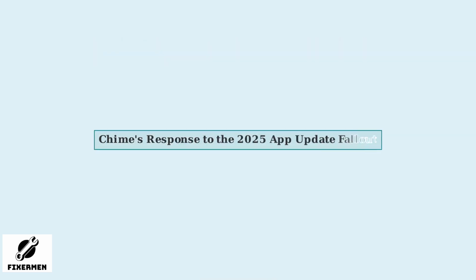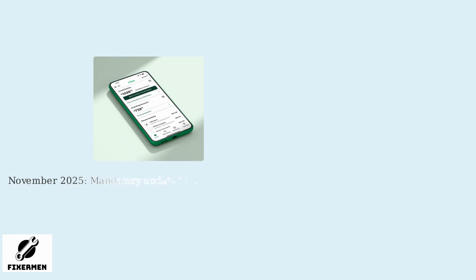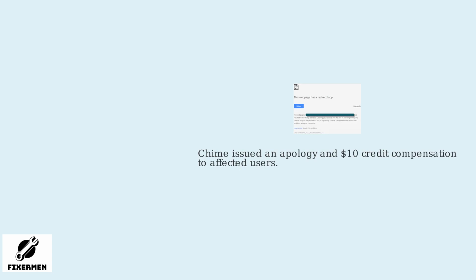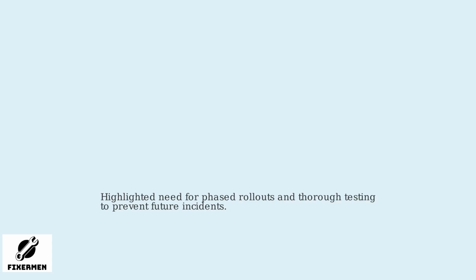In November 2025, Chime released a mandatory app update to version 3.4.0, which unfortunately caused widespread error code 310 sign-in issues for over 200,000 users. The problems persisted for 72 hours, affecting users who tried to log in after the update. To address this fallout, Chime issued a public apology and provided $10 credit compensation to all affected users as a gesture of goodwill. This incident highlighted the importance of implementing phased rollouts and conducting thorough testing before releasing updates to ensure better user experience and minimize disruptions.